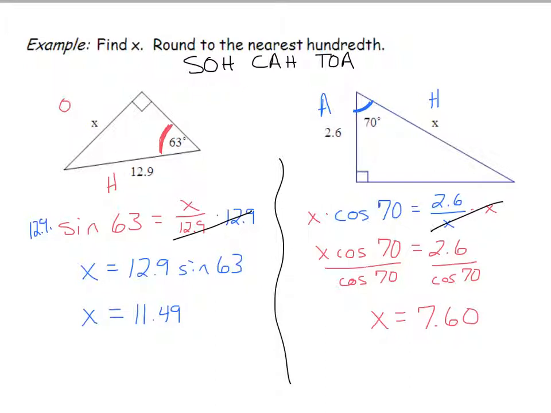That gets rid of the x's over here, but that leaves me then with x cosine of 70 equaling 2.6. To get x by itself, I'm going to go ahead and divide both sides by cosine of 70. Plug 2.6 divided by the cosine of 70 into my calculator, and I end up getting 7.60.